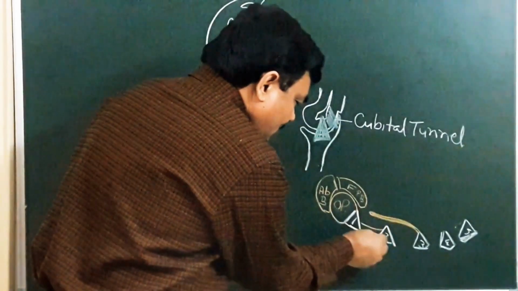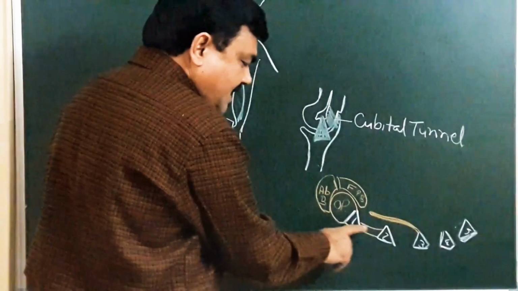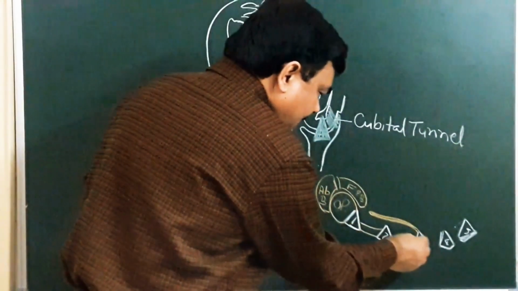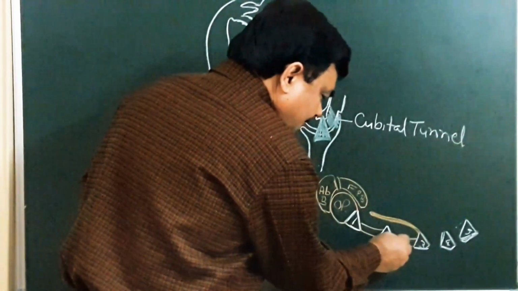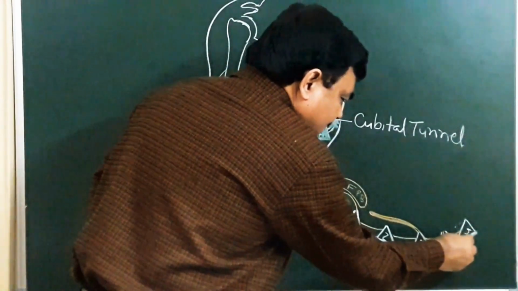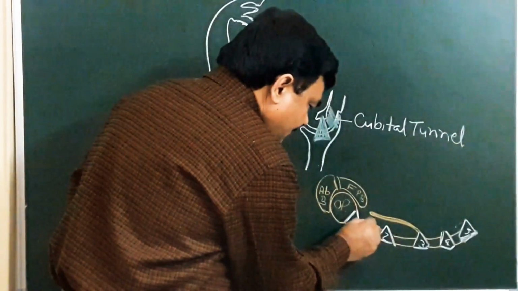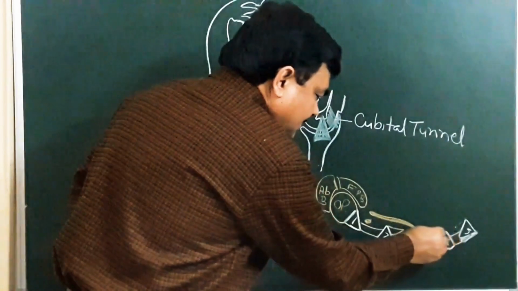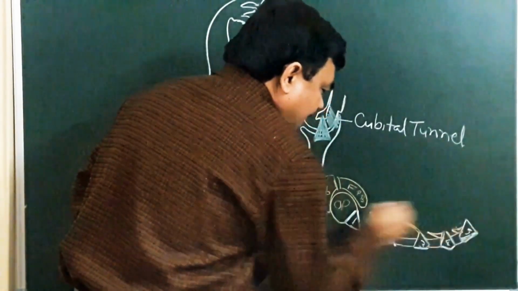Here are the dorsal interossei. This is the first dorsal interosseous between the first and second metacarpals, and here is the second, the third, and the fourth dorsal interossei. And here are the first, second, third and fourth palmar interossei.